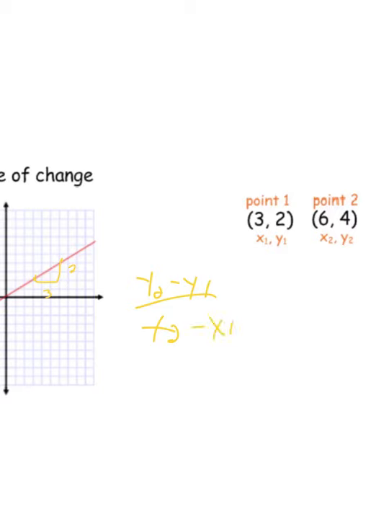And I already went ahead and labeled the points, so I have 3, 2 is x1, y1, and 6, 4 is x2, y2. And remember, it doesn't matter which one you label the 1s and which one you label the 2s, as long as the 1s are together in the same ordered pair and the 2s are together in the same ordered pair. So I want to substitute in my formula, so y2 is 4 minus y1, which is 2, over x2, which is 6, minus x1, which is 3. So then if I go ahead and subtract, I have 4 minus 2, which is 2, and 6 minus 3, which is 3. So the rate of change, or the slope, for that particular line is 2 over 3.